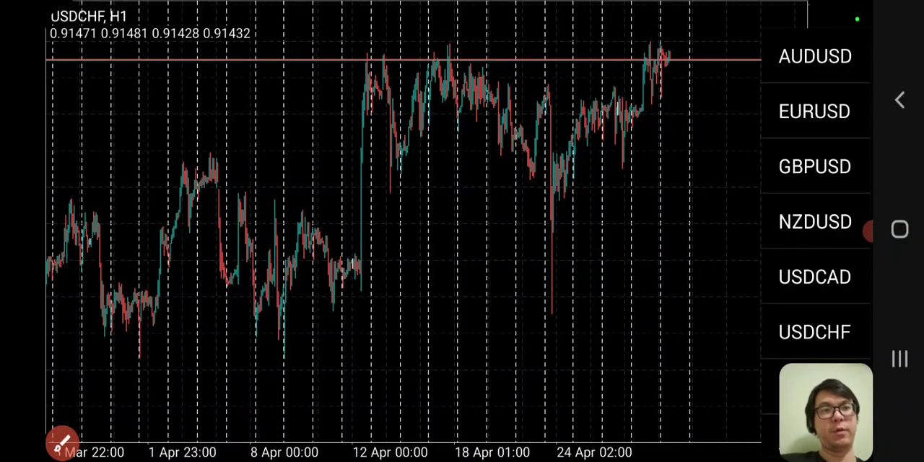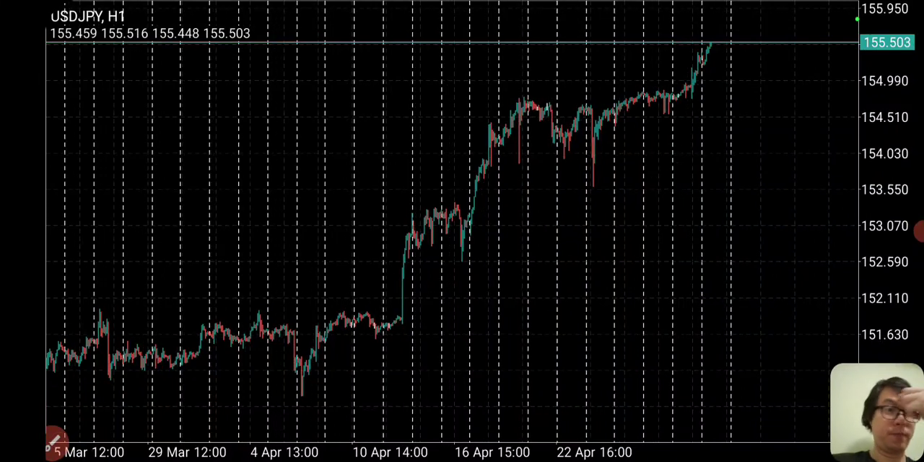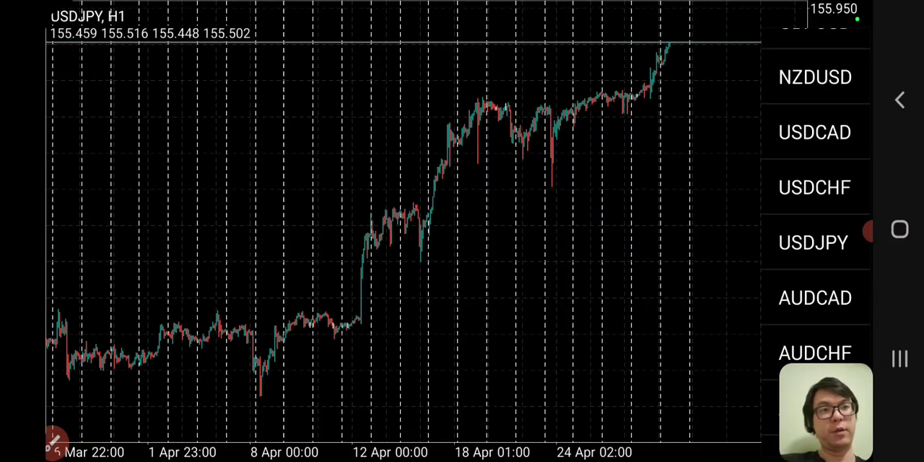Let's keep going for the dollar yen. Dollar yen is all the way up. There's nothing we are going to see for tonight's setup. If there's a trend line break, then we'll come back for this. Let's go to the next one.